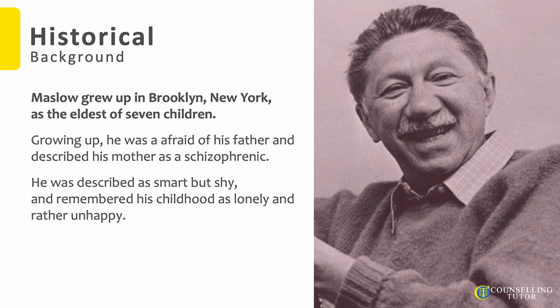A little bit of historic background about Maslow. He grew up in Brooklyn, New York, as the eldest of 7 children. Growing up, he was afraid of his father and described his mother as schizophrenic. He was described as smart but shy and remembered his childhood as lonely and rather unhappy.